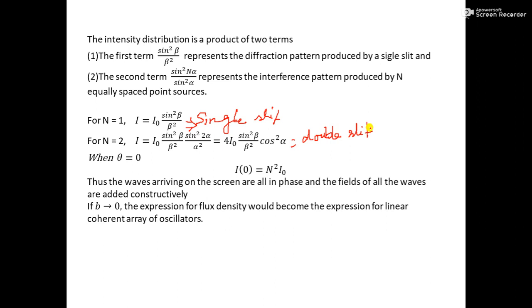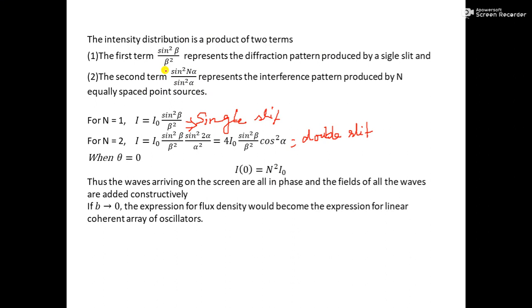So the second term in the expression for the intensity distribution gives cos square alpha, which represents the interference term in the double slit pattern. So you can say that this second term represents the interference pattern produced by n equally spaced point sources. Okay.